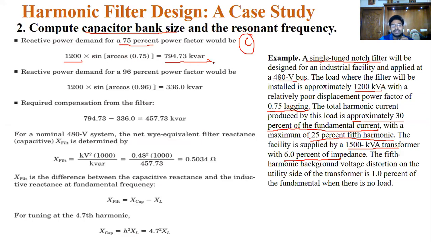So what is the power demand, or what is our assumption here? 96%. This is our assumption here, but this is the actual case. We are converting to this case by using the tuned filter. So how much power requirement are we getting here? A 457.73 kVAr rating we want to do.